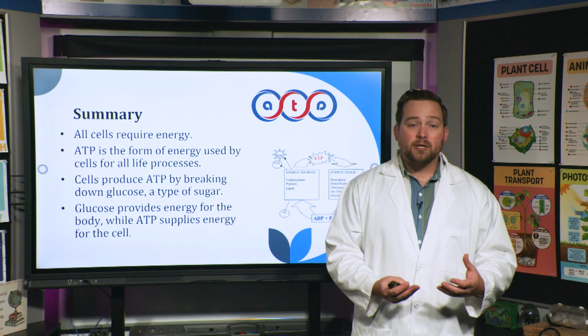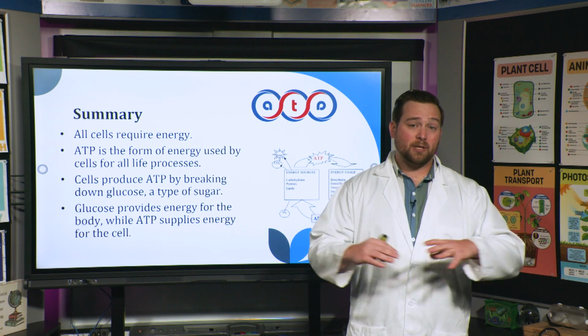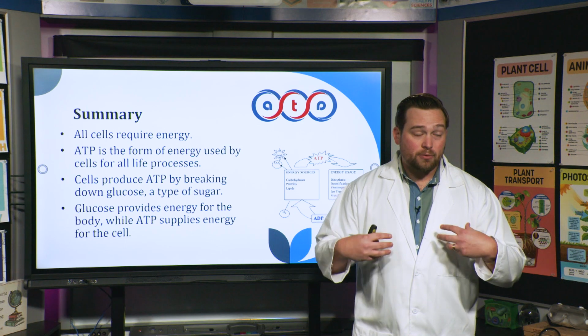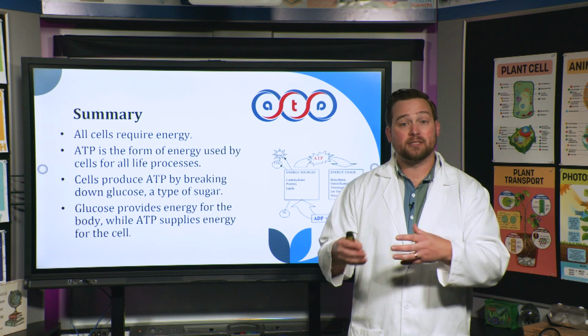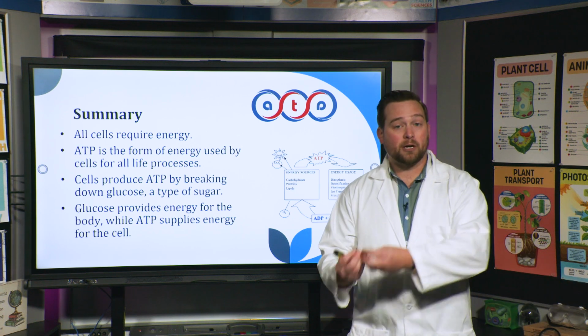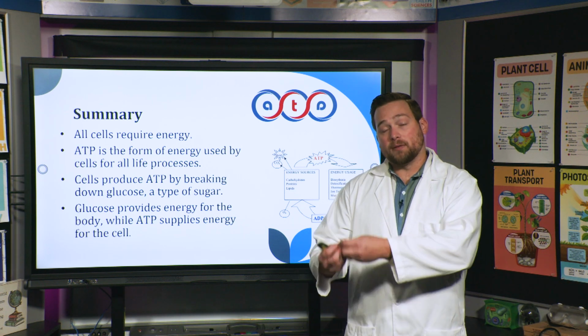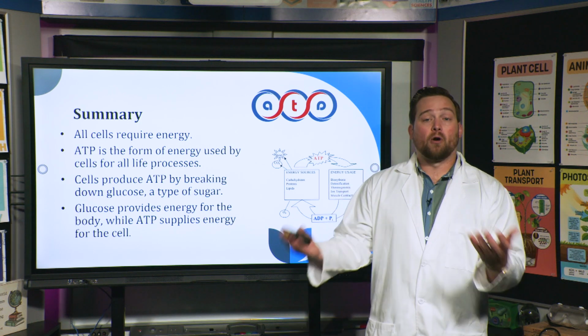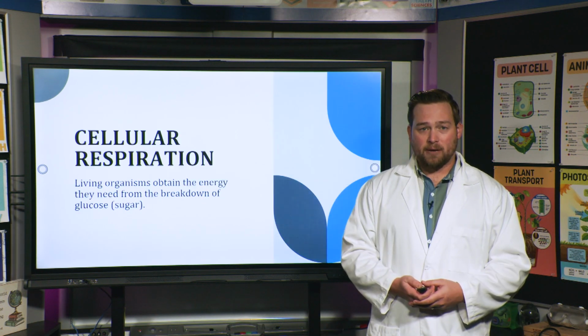So that's kind of how you can think of it on an organism level, as an individual human or person, you need glucose, but each of your cells inside of your body, they really need ATP. So we're going to take glucose, break it down into ATP, and then your cells are going to be able to use it for all of its life processes, okay?